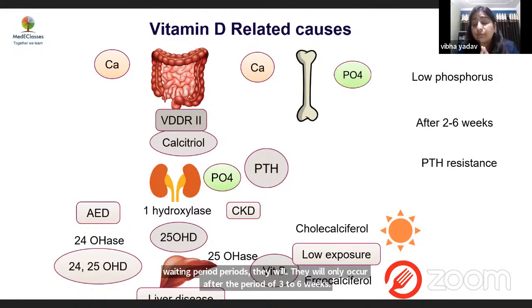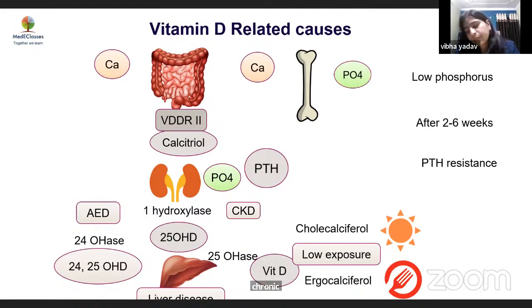And this is a very important point: when there is a chronic vitamin D deficiency, it will lead to PTH resistance. And what happens in that? In PTH resistance, the PTH levels are good, but the action is impaired. So they will present with hypocalcemia, high phosphorus level, and high PTH level.